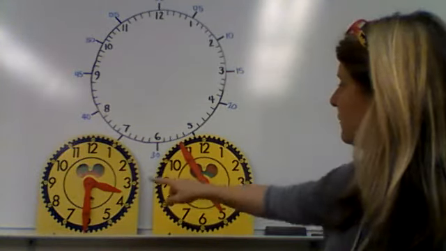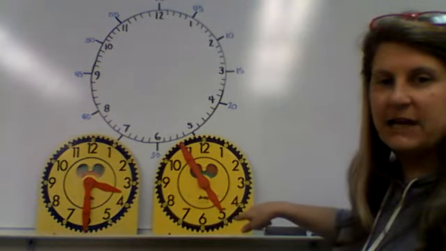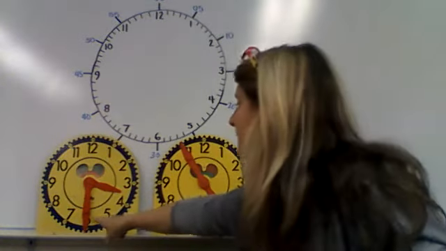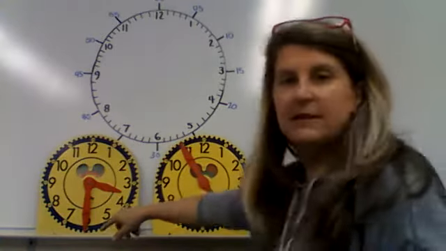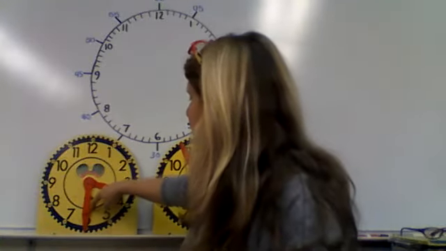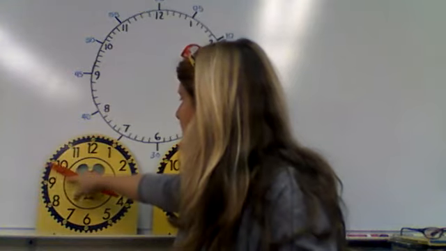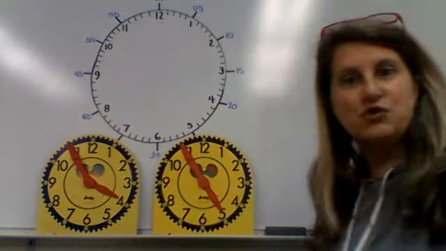Well, if we look at the first one and we try to make it look just like the second one, we've got to move the minute hand from the 6 up to the 11. Let's see how many minutes it's going to pass. 5, 10, 15, 20, 25. 25 minutes.